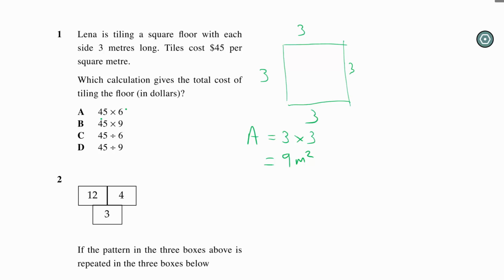Now, the question also says it's $45 per square meter. So 1 square meter is $45. So 9 square meters will cost 9 times $45. So the answer to this one would be B.